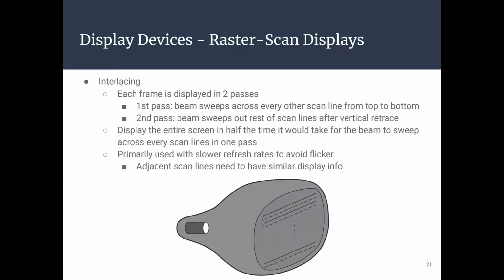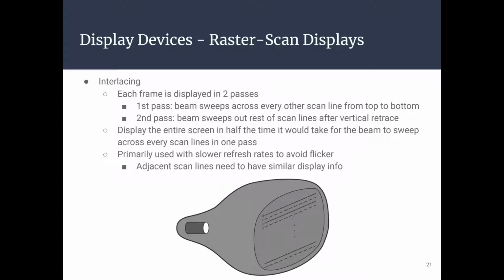And now let's talk a little bit about interlacing, this procedure when it comes to raster scan display. Basically, interlacing is a procedure and a way to display scenes better when the refresh rate is really slow. By using interlacing, it will help to avoid flickering of images when the refresh rate is slow. The only downside with interlacing is that it only works well when the adjacent scan lines have very similar display info. So if they have very similar colors, then it works well. But if they have very different colors or very different display info, then it doesn't work really well.